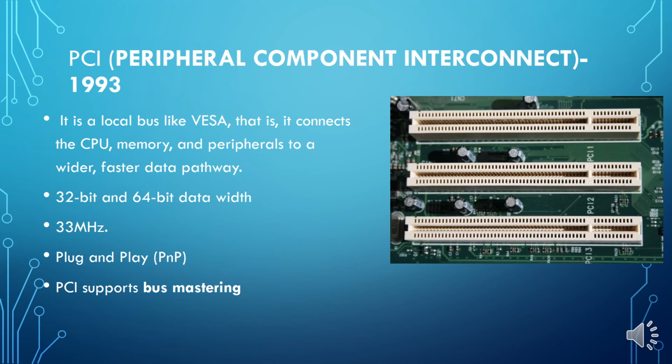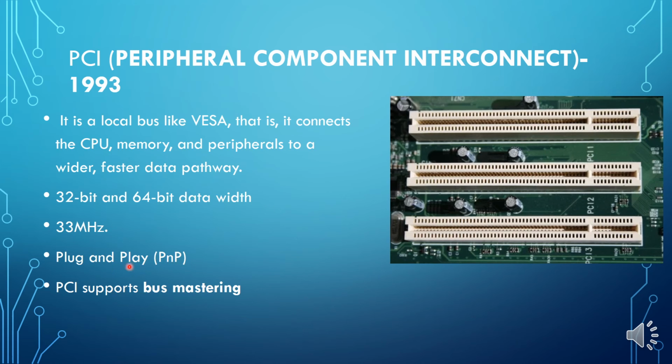Now next is PCI, that is Peripheral Component Interconnect. It is a local bus like VESA. This is also a local bus. Local bus, I already told, is a physical path on which data flows at almost the speed of the microprocessor, increasing the performance of the whole system. It connects the CPU, memory, and peripherals to wider, faster data paths. It supports 32-bit and 64-bit data bandwidth.